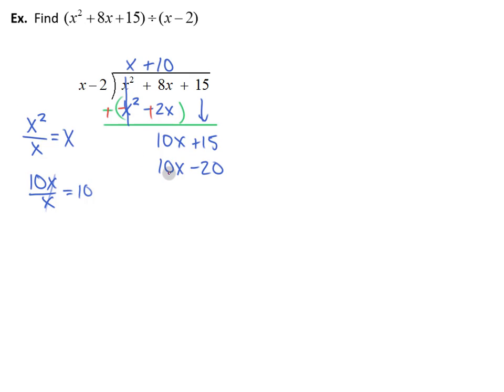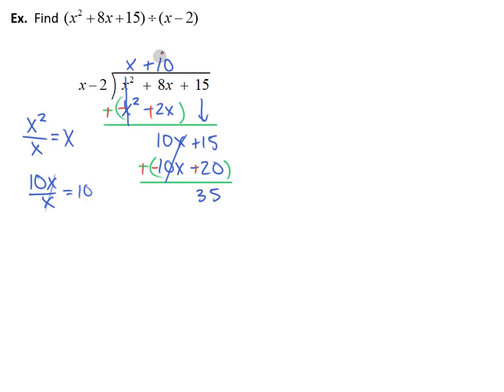We're going to subtract this entire line, and remember we can do that by adding the opposite. So we can change this to an addition problem if we make everything inside of our parentheses the opposite sign. Okay, so our positive and negative 10x will cancel, and we end up with 35.